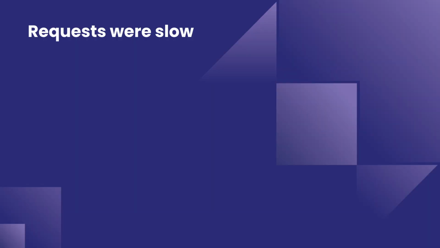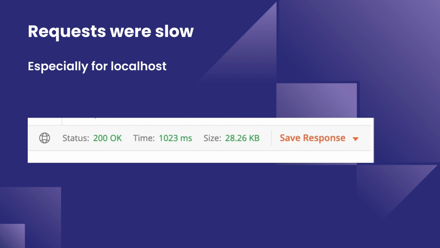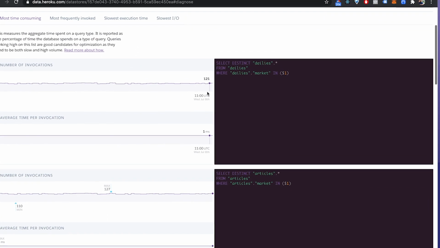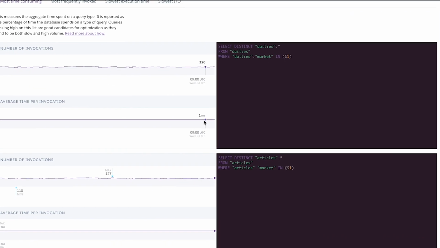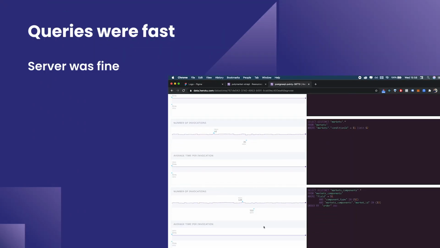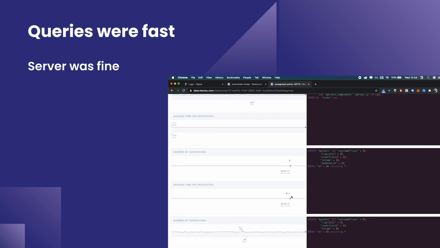Next, I looked into my local requests. Even with minimal amount of data, my database and requests being local, the requests were still taking over 600 milliseconds, an eternity in localhost times. Additionally, I was looking at my PostgreSQL query report and noticed that all my queries were really fast. This made me scrap the theory that my servers were poorly set up. The servers and the database were fine.